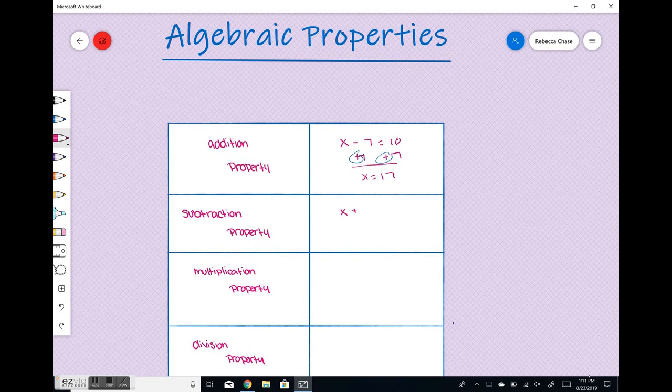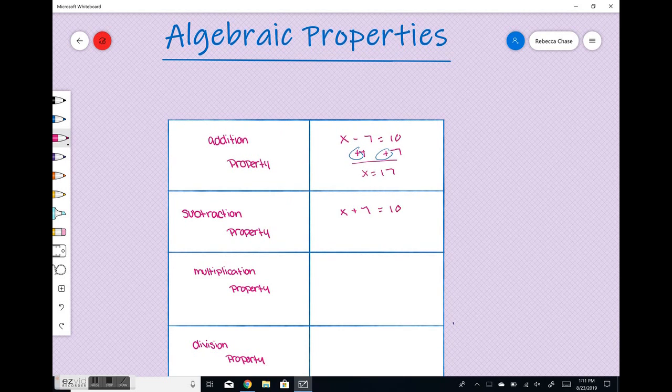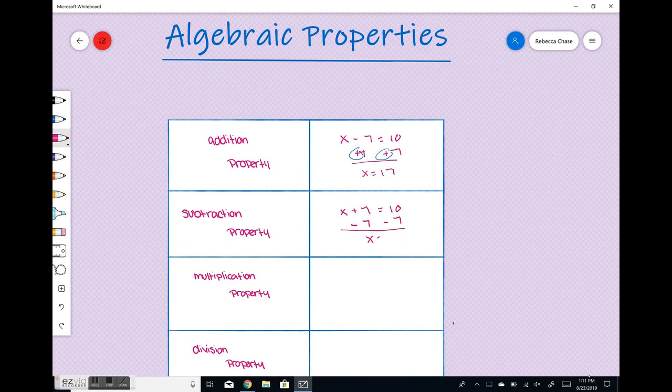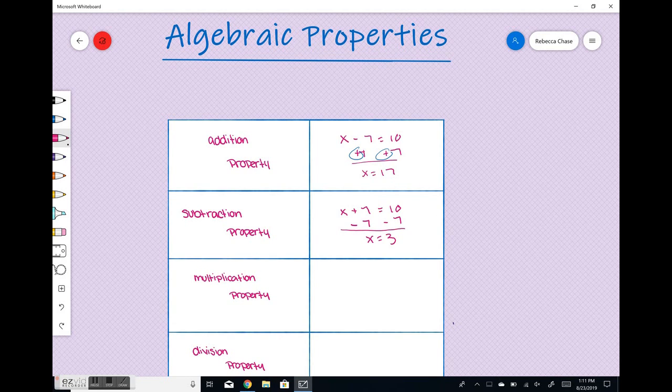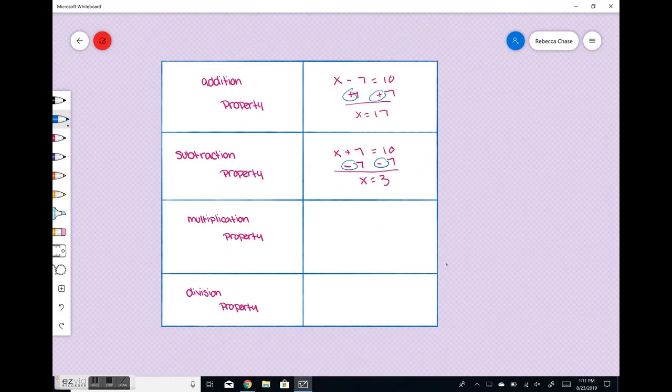So subtraction property is going to be the same type of scenario. But in order to solve this equation, I have to subtract 7 from both sides, and I'm going to get x equals 3. Okay, and again, we look at the operation we used, and we used subtraction.